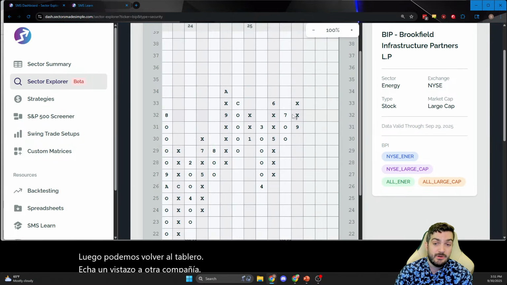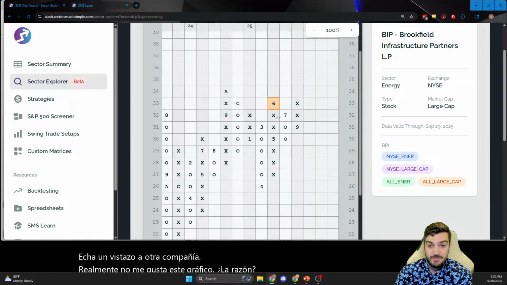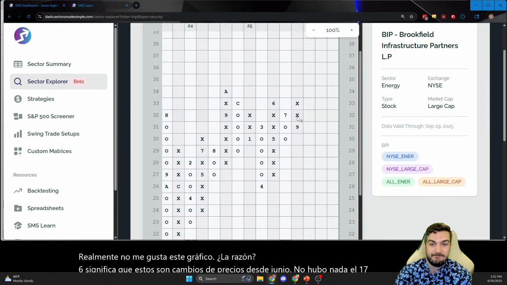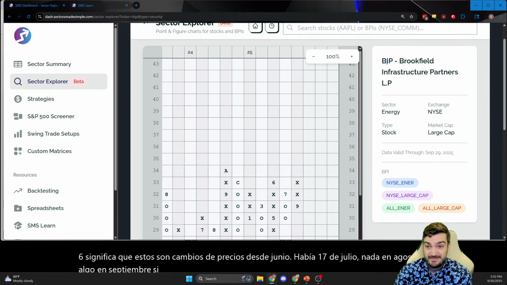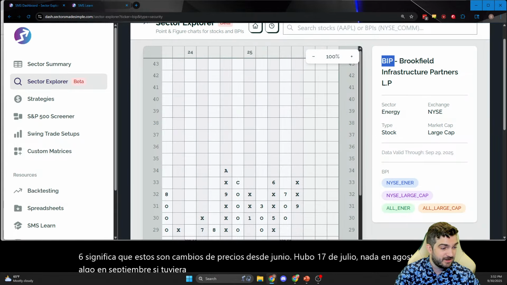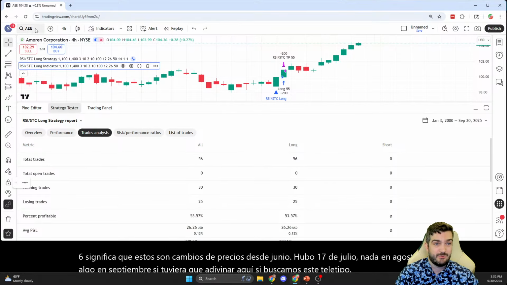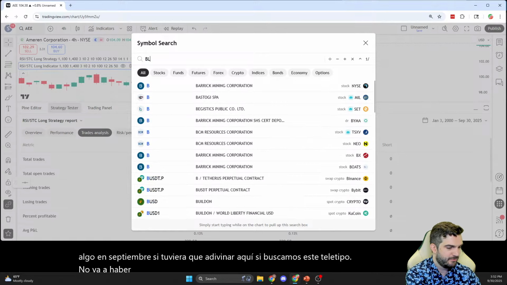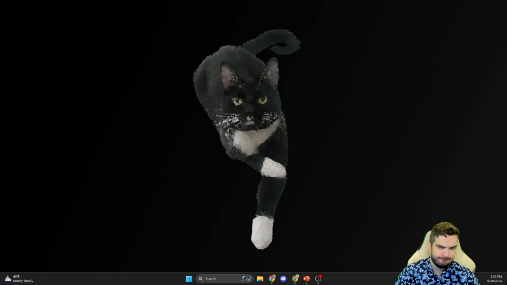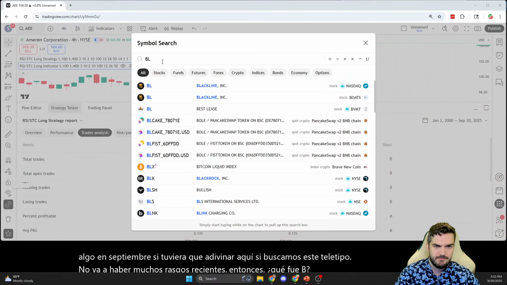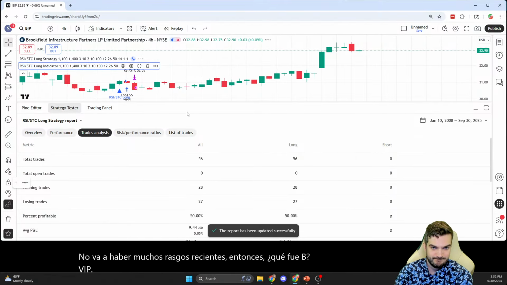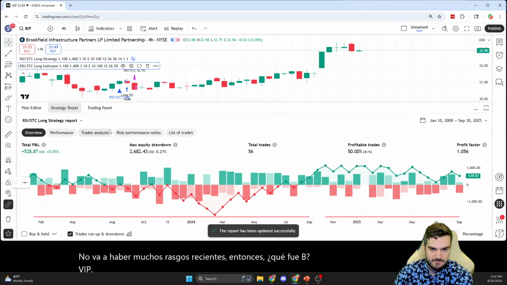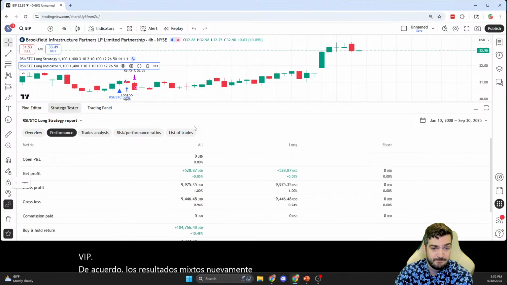I don't really like this chart. The reason, 6 means these are price changes from June. There was 1. 7, July, nothing in August, something in September. If I were to put a guess here, if we look up this ticker, there's not going to be a lot of recent trades. So what was it? It was BL or BIP? BIP. Okay, mixed results. Again, been decent in the past year or so.